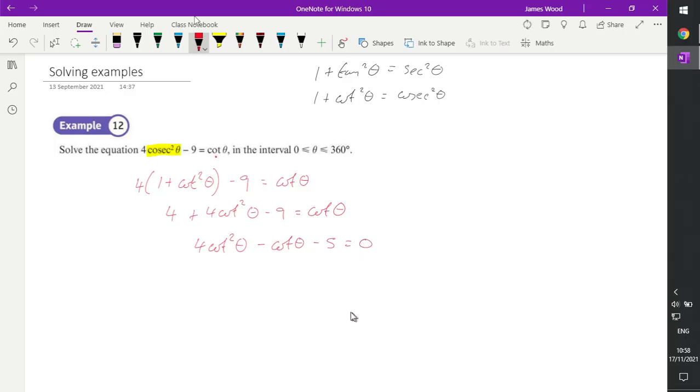So I get to there. And now this is obviously just in the form of a quadratic. You could think of it as 4x squared minus x minus 5. I'm just going to solve that on my calculator. So my first solution, and this would be for cot theta, is 5 over 4. And my second solution for cot theta is minus 1. Now I've just got to solve both of those in our interval 0 to 360.